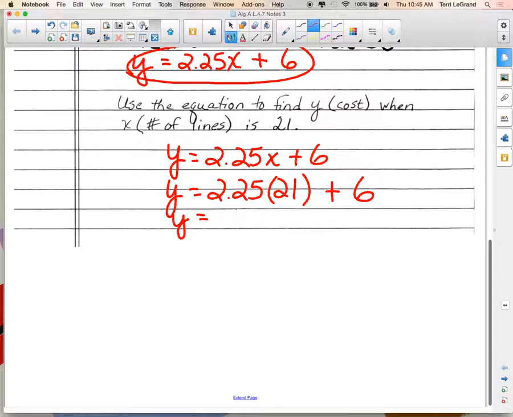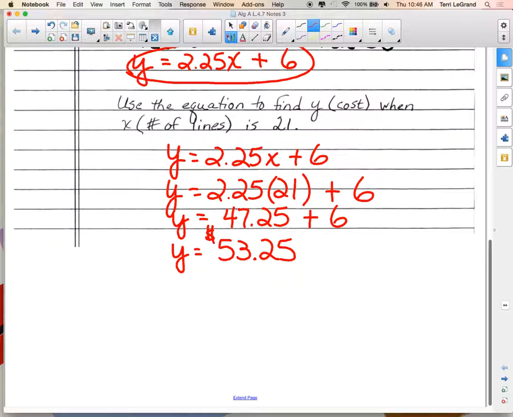47.2. Will you guys check him out? Don't let us make a mistake here. Don't be not sure, check your calculators. Is it $47.25? Yeah. Okay. And then plus that $6. So not 51. 53.25. So $53.25.